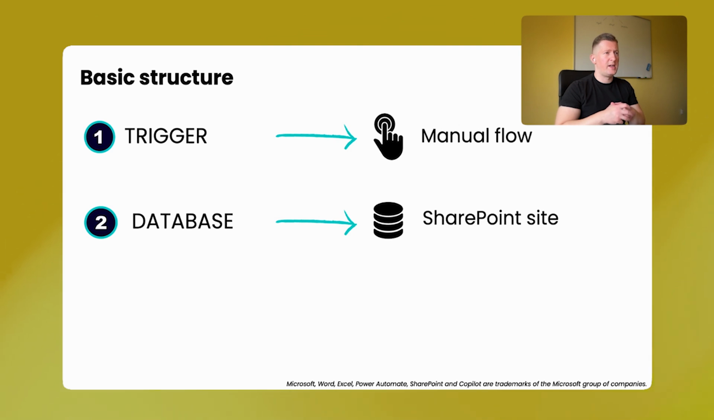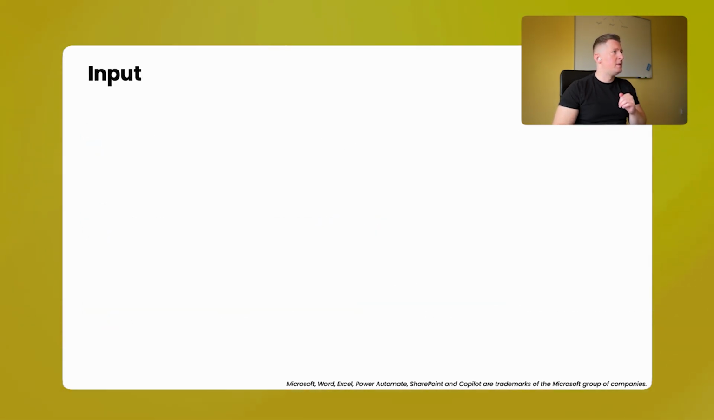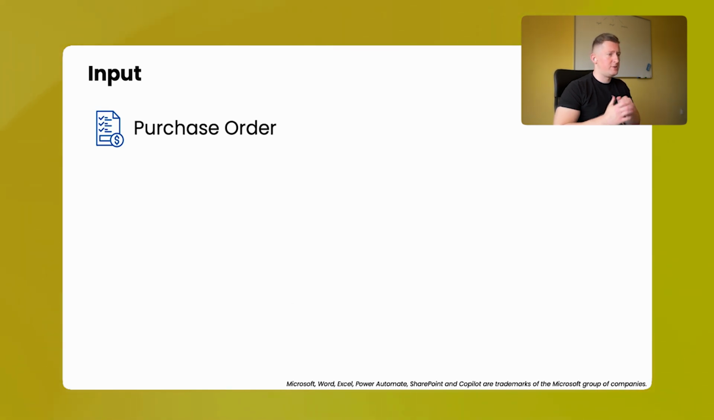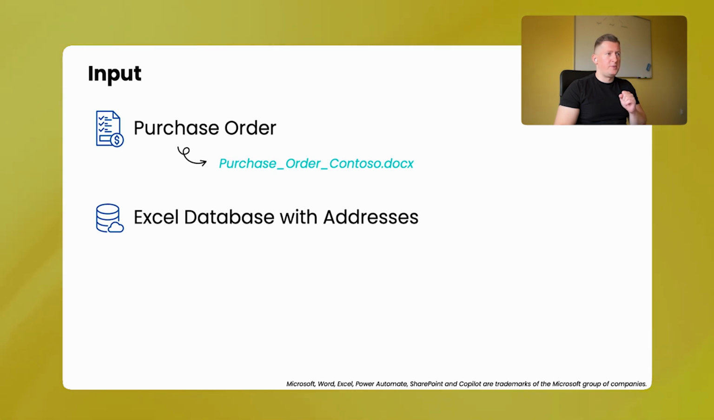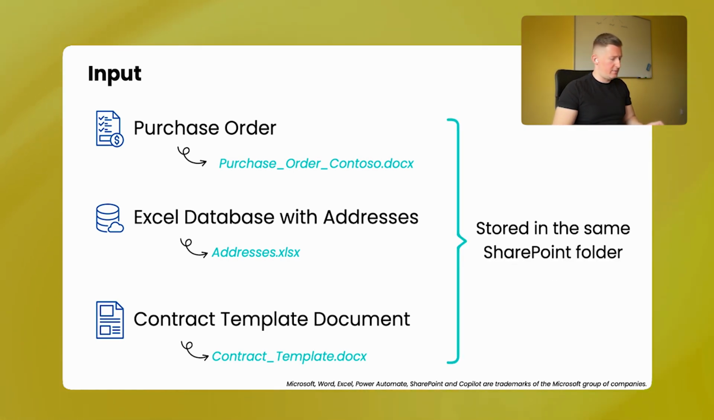This will be the SharePoint site where we will store our files, and the Copilot Studio agent will attach and reach these files on the SharePoint library. The automation will be done with Microsoft Copilot Studio in this case. The inputs we will have are the purchase order document, which is a Microsoft Word file, the Excel database with addresses, which is a Microsoft Excel file, and the contract template document with placeholders for the input data, which is also a Microsoft Word file. These three files will be stored in the same SharePoint folder.